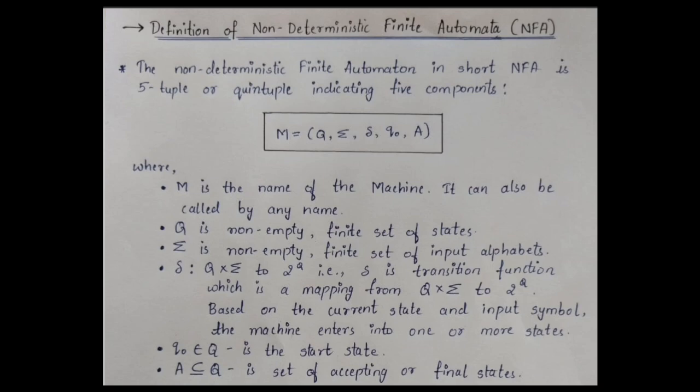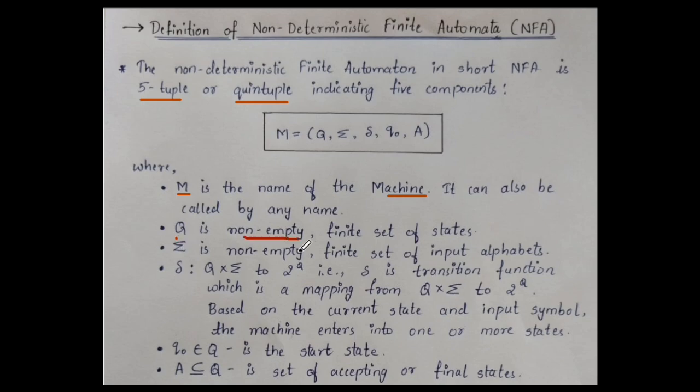Definition of non-deterministic finite automata. The non-deterministic finite automata, in short NFA, is a five-tuple or quintuple indicating five components, that is M equal to (Q, Σ, δ, q0, A), where M is the name of the machine. It can also be called by any name.